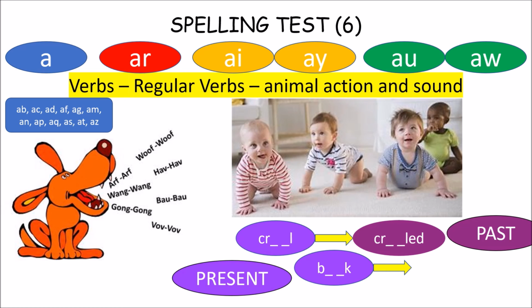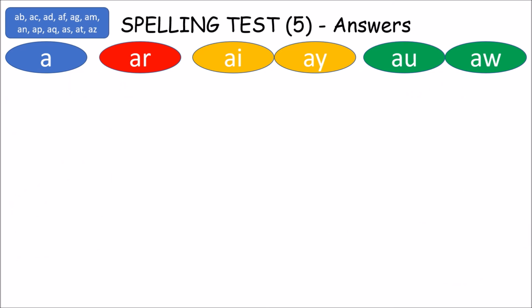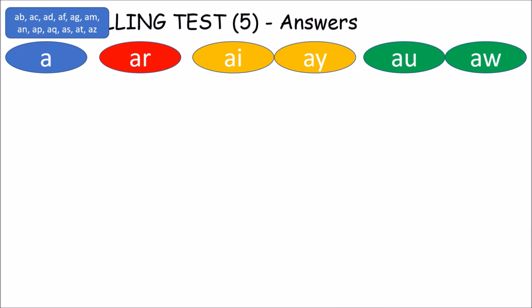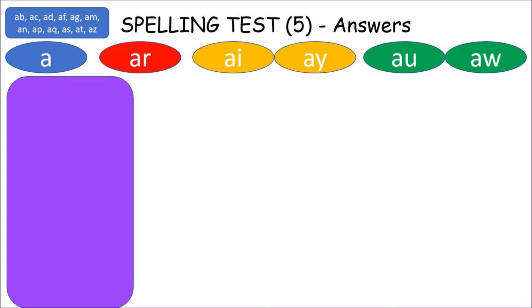Bark, B as in bark. Look, the dog is barking, and the sound of barking can be different every time, depending on what the dog wants. And the past form is barked.